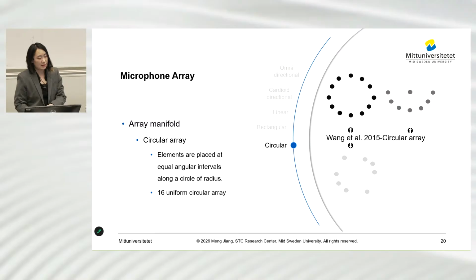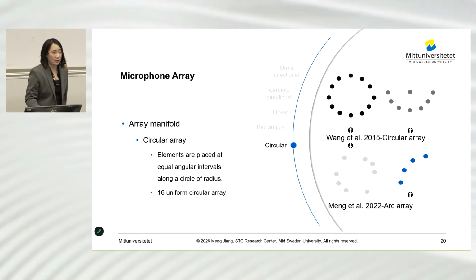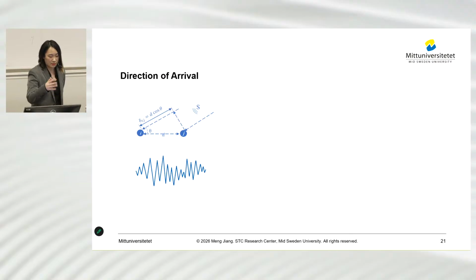So for linear, I reduced 8 by half. I used 4 of them. It didn't really form a circle. It's a quarter of a circle, and this is why I call it an arc array in paper 2. So in paper 2, the method I'm using is direction of arrival. Here you see I and J as 2 microphones, and by trigonometry, you can tell where the sound source is.